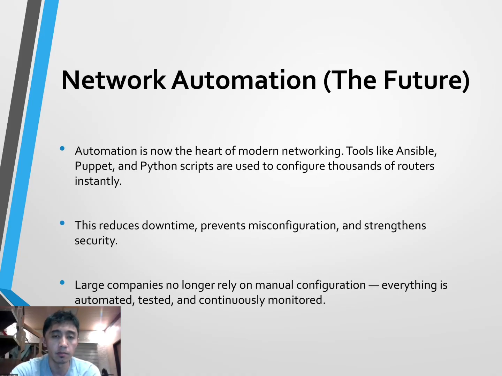Network automation is the future. Automation is now the heart of modern networking. Tools like Ansible, Puppet, and Python scripts are used to configure thousands of routers instantly. This reduces downtime, prevents misconfiguration, and strengthens security. Large companies no longer rely on manual configuration. Everything is automated, tested, and continuously monitored.